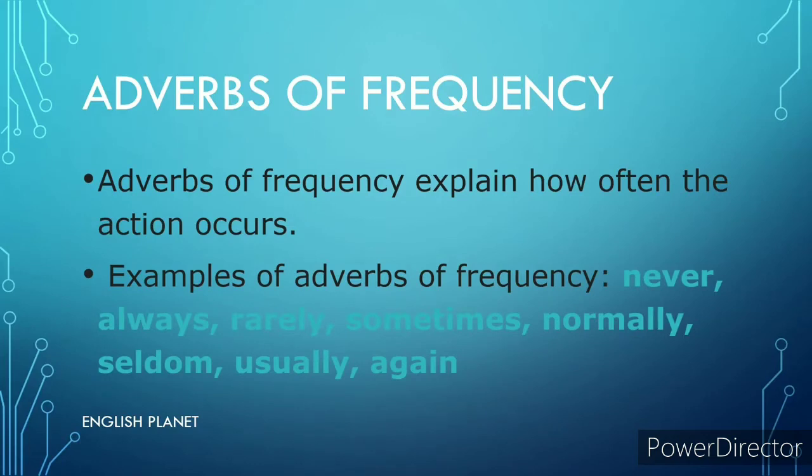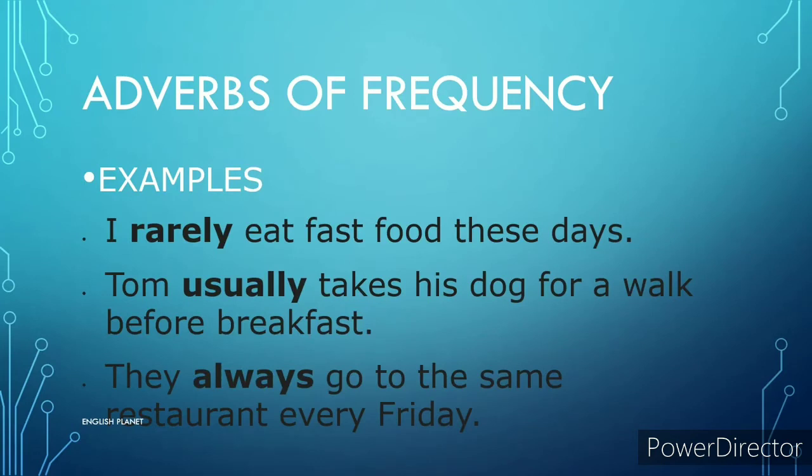Now the adverbs of frequency. Here you have to ask the question how often the action occurs. How often? So if you ask the question how often the action occurs, you will get the adverbs of frequency. For example, some of the examples of adverbs of frequency are never, always, rarely, sometimes, and so on. Let's have a look at some of the examples.